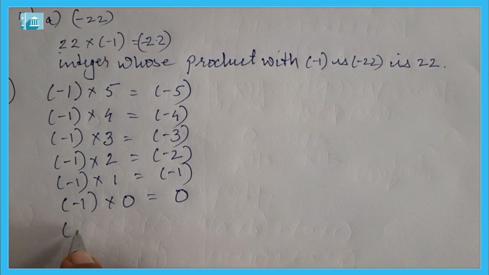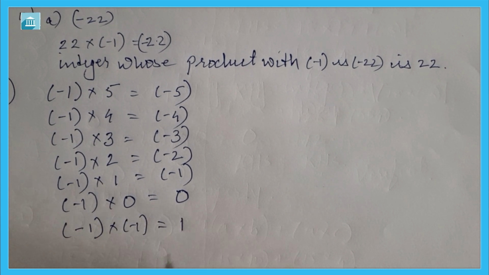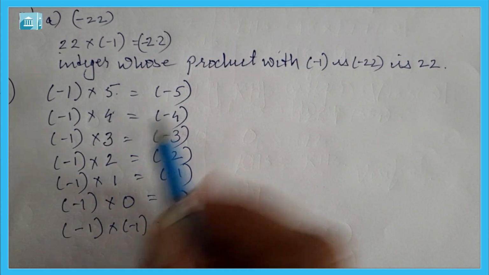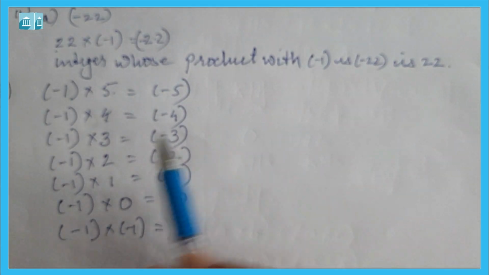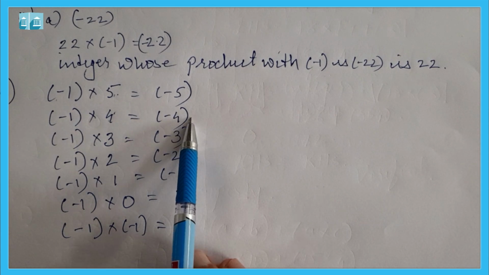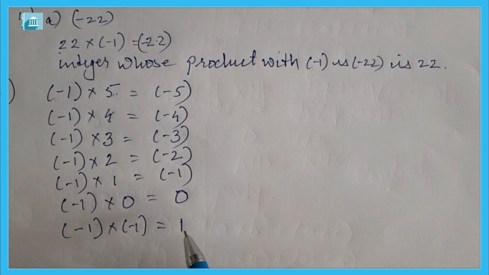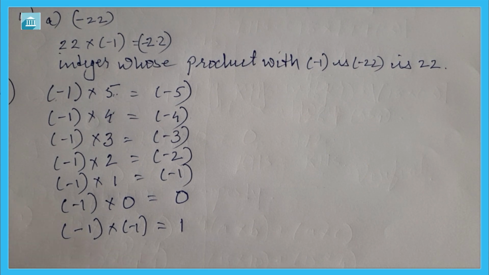The same way, if we see -1 into -1, it will be 1. As we are decreasing the number here, here the numbers are increasing. -1 into 5 is equal to -5, -1 into 4 is equal to -4. So as we are decreasing here, here the numbers are increasing. So this is the pattern.